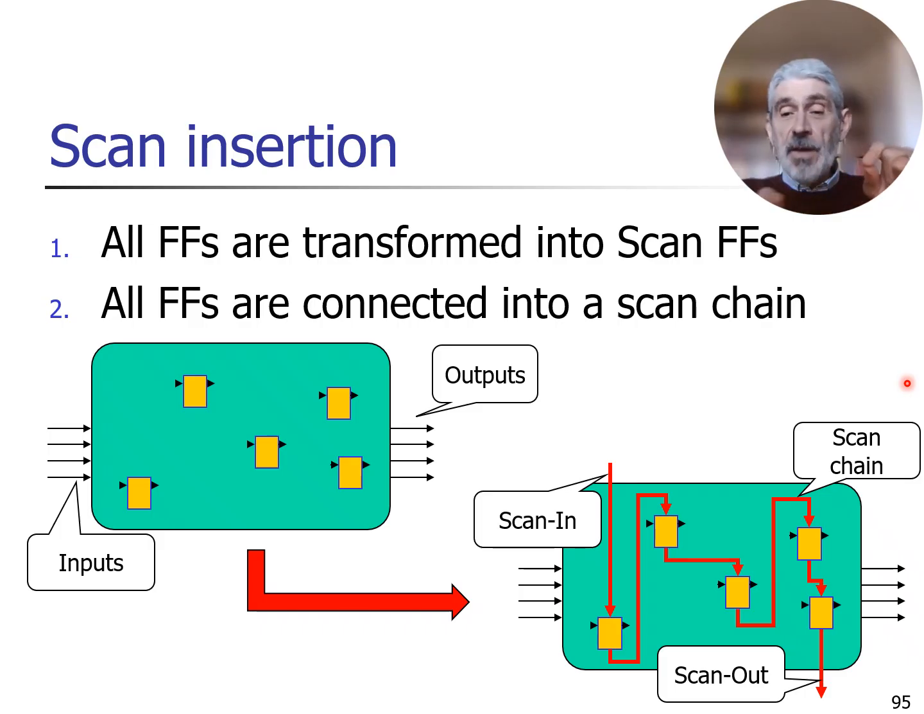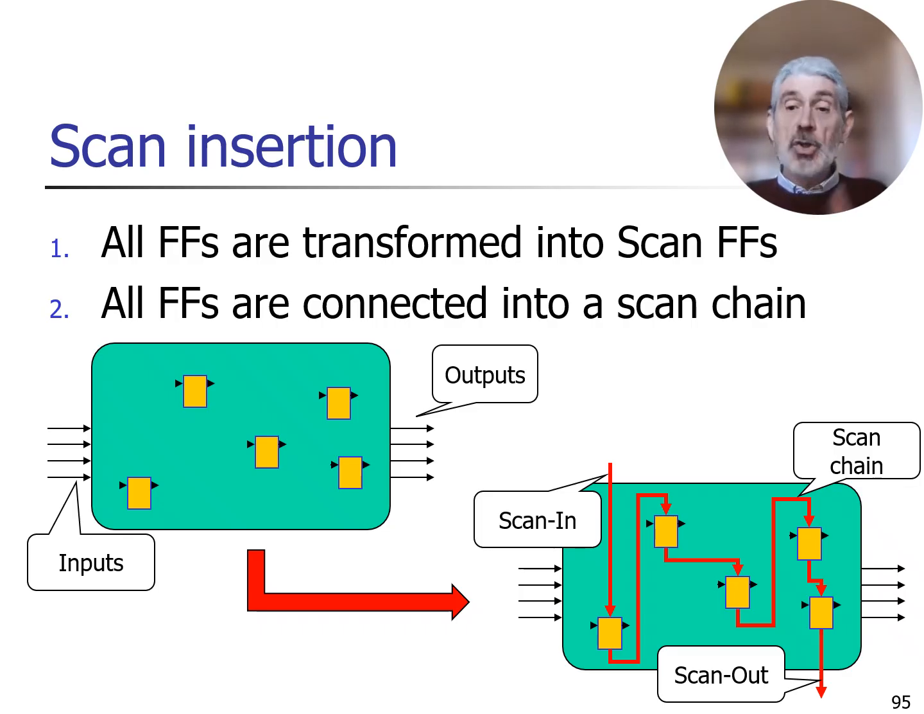So all the flip-flops will form a sort of shift register. The SDI signal of the first flip-flop in the chain will be connected to an additional input signal, which will be called scan-in, while the SDO signal of the last flip-flop in the chain will be connected to an additional output signal of the circuit, which will be called scan-out.